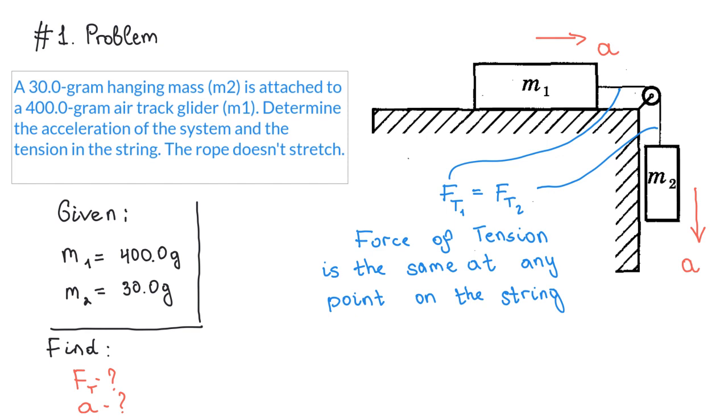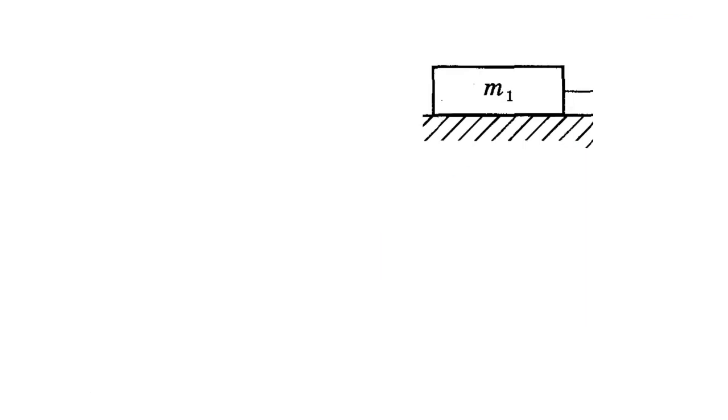First, let's set up a coordinate system. This one seems the most convenient. The x-axis is directed to the right and the y-axis is directed downwards. Let's draw a free body diagram for this object. Force of gravity is acting on it and is directed downwards. The normal force, the table's reactive force, is directed upwards. Force of tension, Ft, pulls mass 1 to the right.